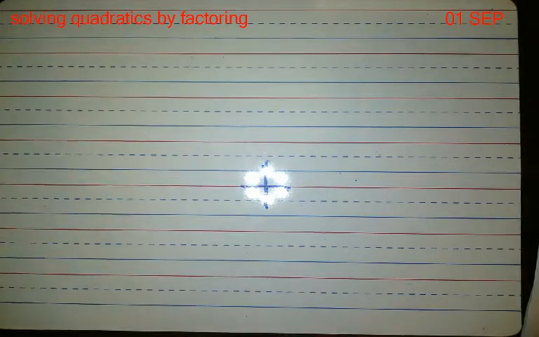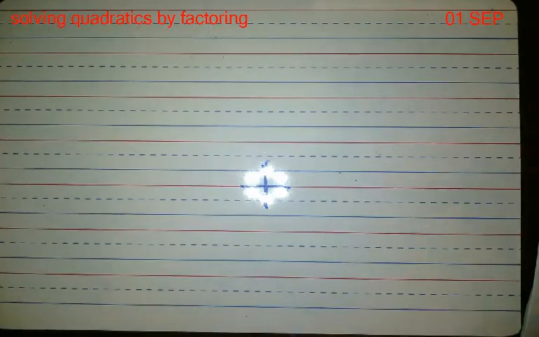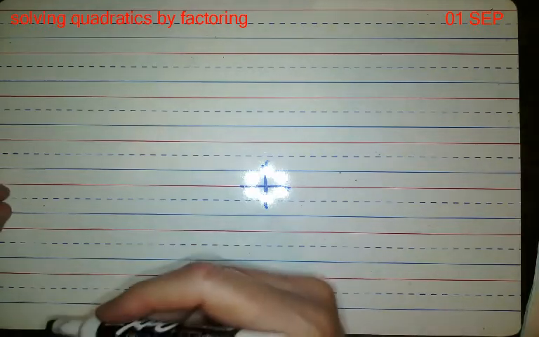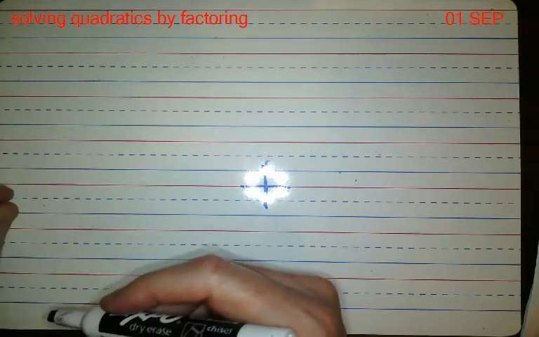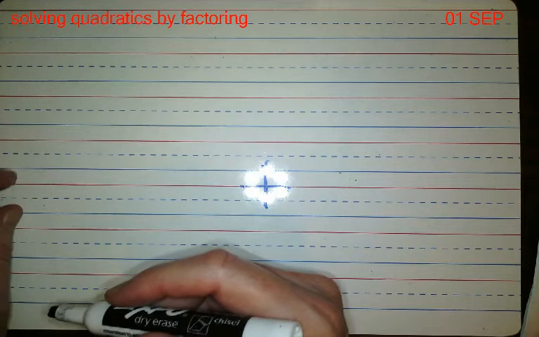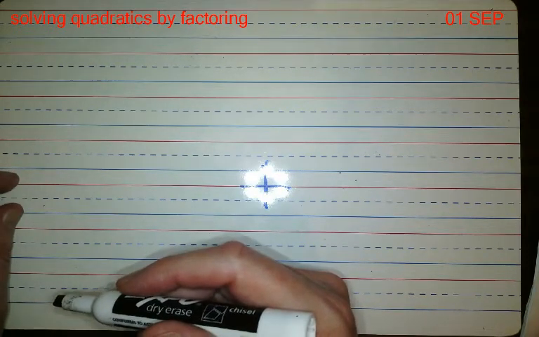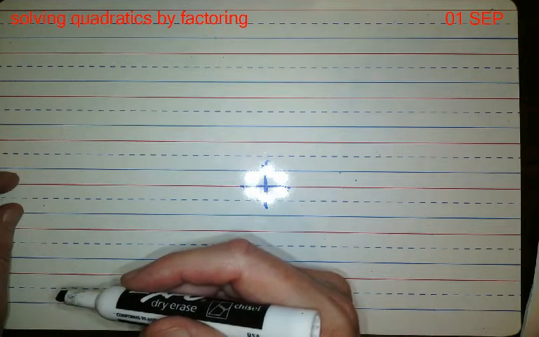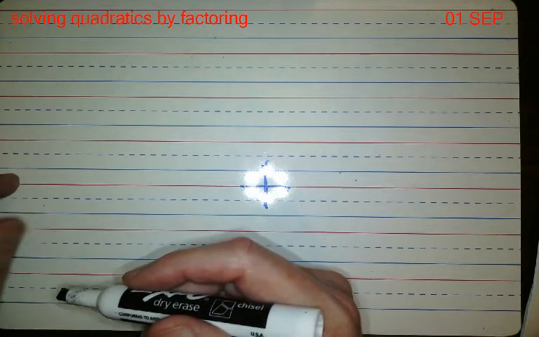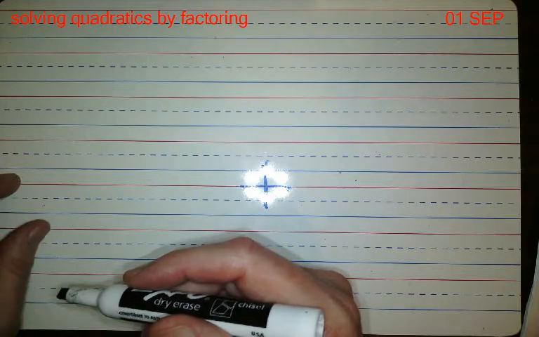Okay, this is Tuesday, the 1st of September. And what we're learning today is solving quadratics by factoring. So, the whole idea is we want to be able to find what makes the quadratic equal 0.